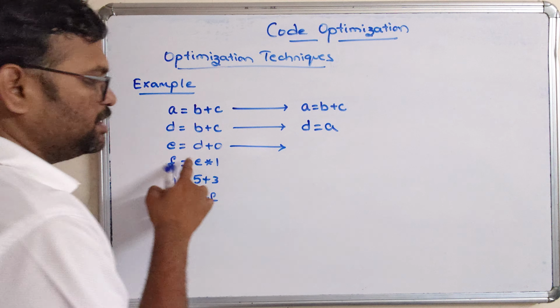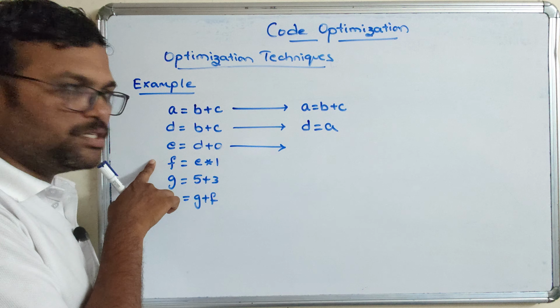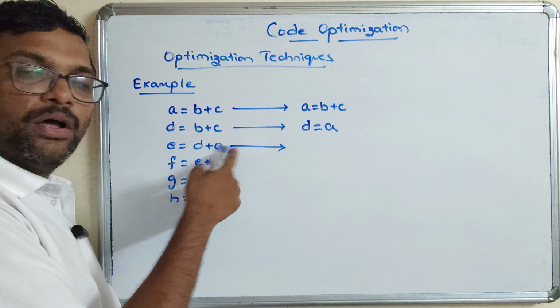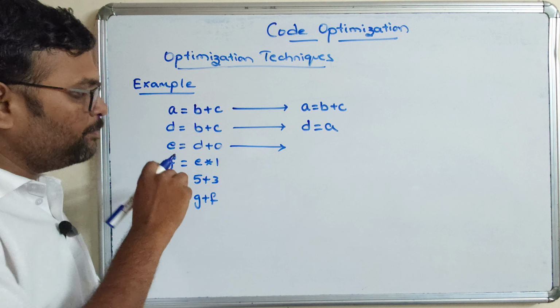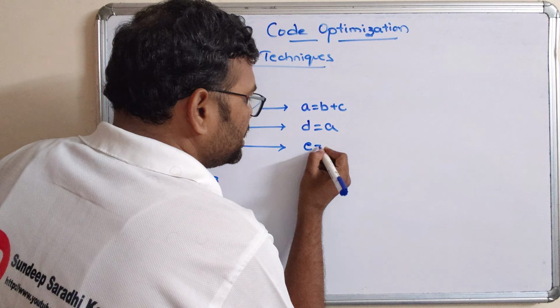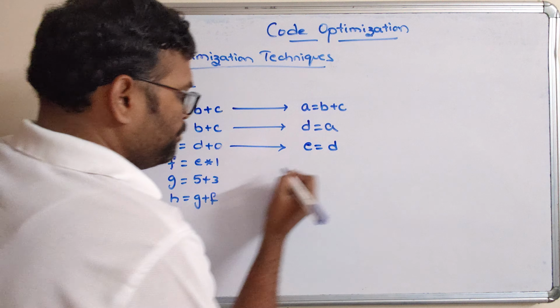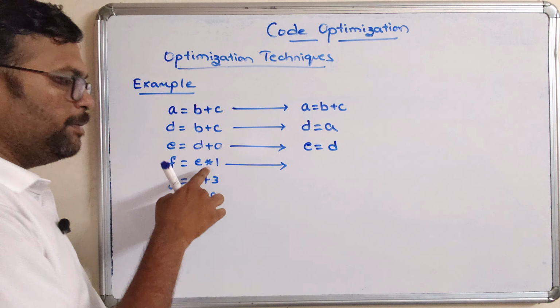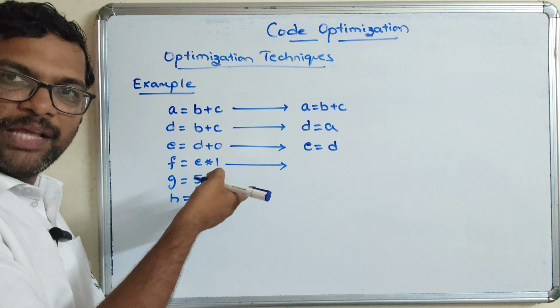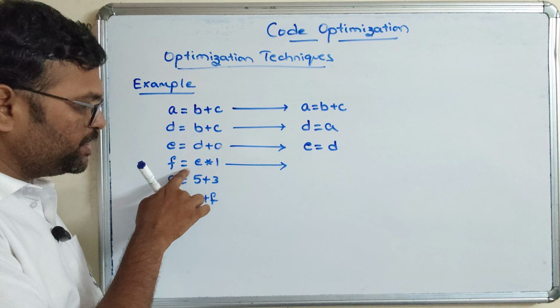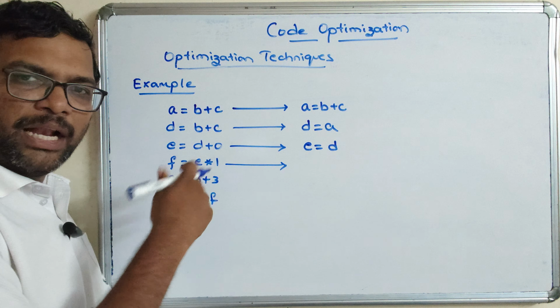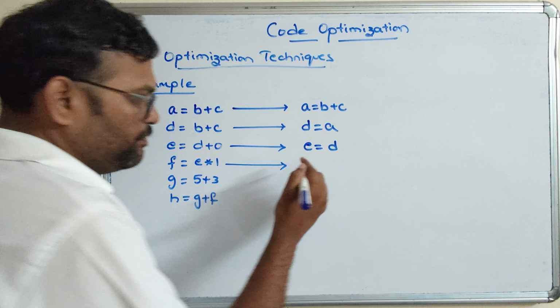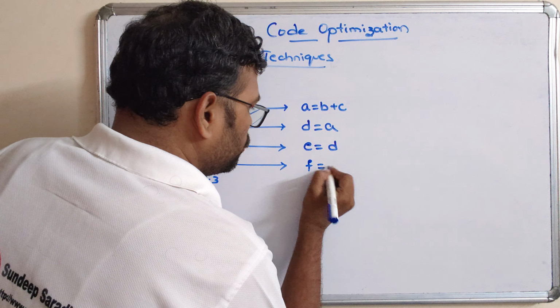And see here, this is simplifying the algebraic expressions. Anything plus 0 will be the same variable. So it can be written as e is equal to d. And here, anything multiplied by 1 becomes the same number. So f is equal to e into 1. Whatever the number may be, the value will be itself. So f is equal to e.